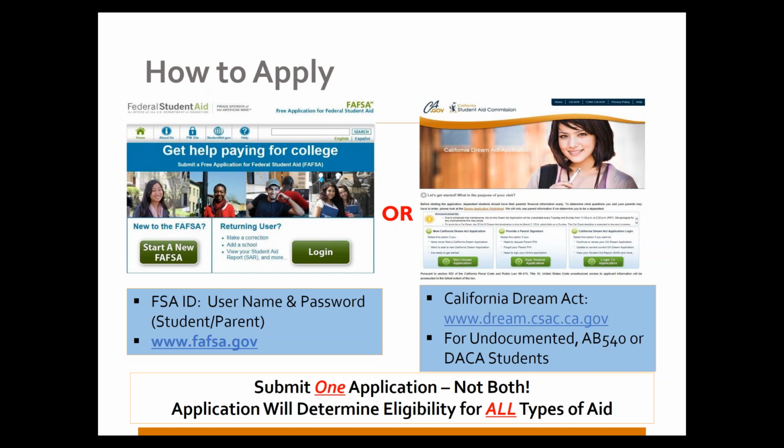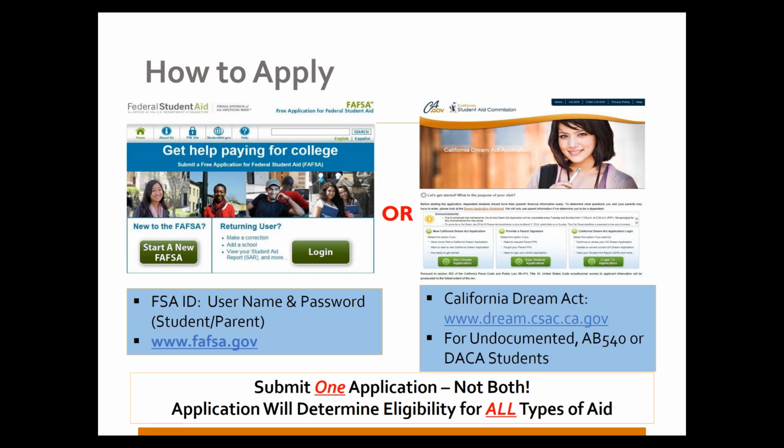These students do not complete the DREAM Act application. If they are U.S. citizens or if they are U.S. residents, they will complete the FAFSA application. It's only for them not to pay out of state tuition because they went out of California and then they came back. That's an important note for the AB 540 students.